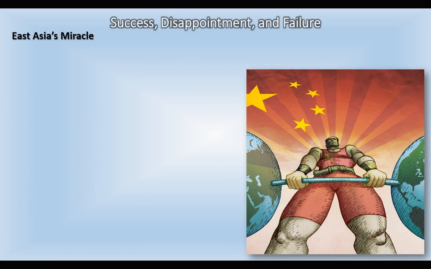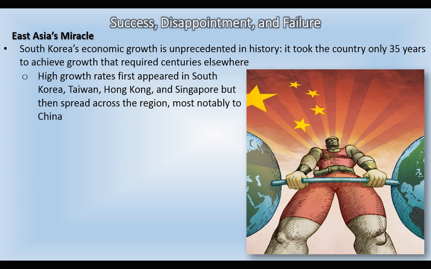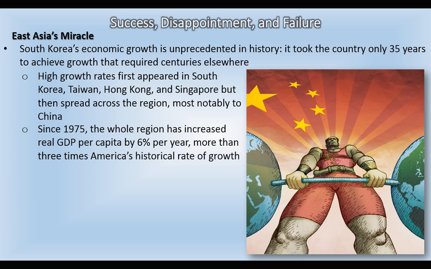So let's talk about this East Asian miracle. South Korea's economic growth is unprecedented in human history. It took the country only 35 years to achieve growth that others took centuries to achieve. High growth rates first appeared in South Korea, Taiwan, Hong Kong, and Singapore, but then spread across the region and most notably now to China. Since 1975, the whole region has increased their real GDP per capita by 6% per year, more than 3 times the American historical rate of growth.